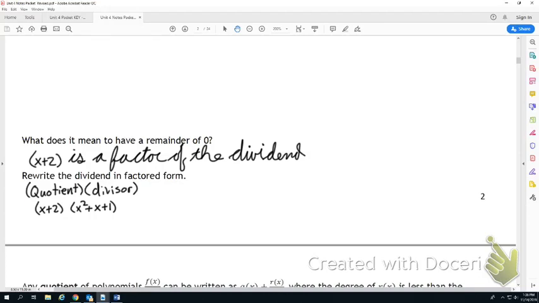Guys, that's the same as saying 8 divided by 4 is 2, so 2 times 4 is 8. Just now with polynomials. Yes? Okay, let's look at this right here.